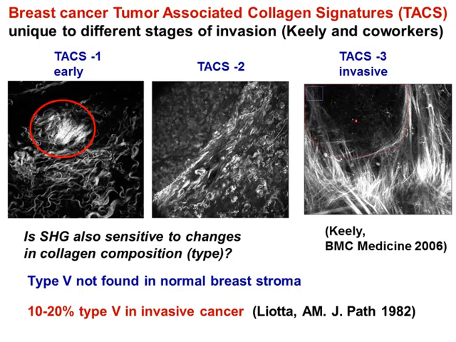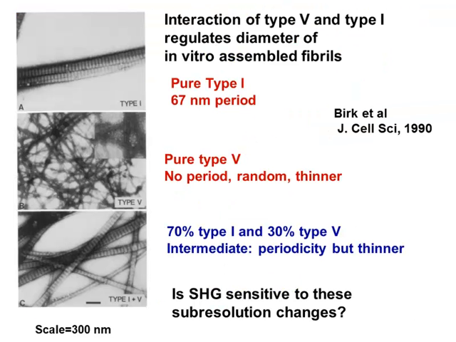But we recently asked the question: this is all type 1 collagen that we've been thinking about in most tumors, but there's some evidence going back a ways that there's type 5 in breast cancer. There's no type 5 collagen in normal stroma, but it can get up to 10 or 20% in basal breast cancer. And then some later work from Birk showed how the interaction of type 5 and type 1 regulates the diameters of in vitro self-assembled fibers.